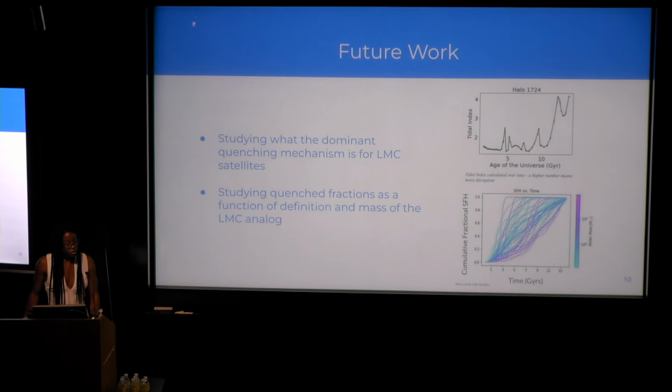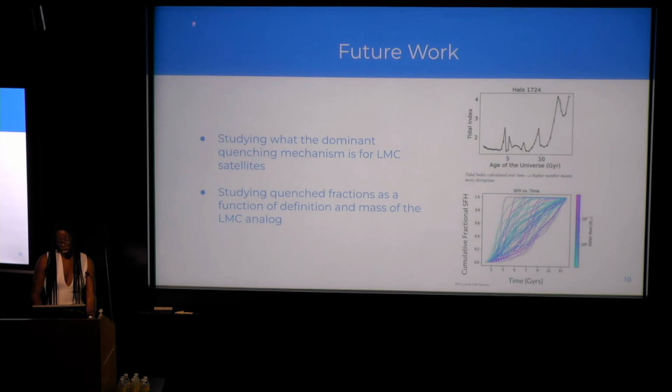So for future work, I plan on studying what the dominant quenching mechanism is for LMC satellites, and I have already begun to do that. Here in this graphic is a tidal index, which measures disruption within a satellite. So basically, different gravitational interactions are going on between the more massive and luminous host and the smaller satellite. The higher the tidal index, the more disruption is going on.